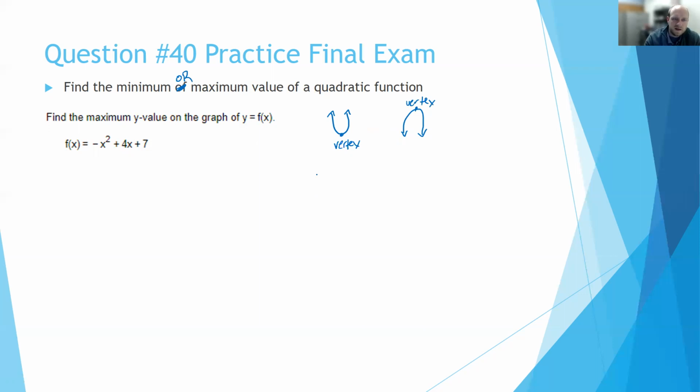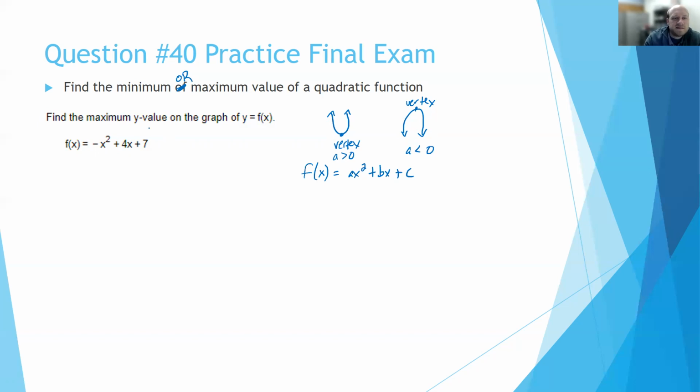And we also learned in a quadratic that this is the general form of a quadratic: f of x equals ax squared plus bx plus c. If the a value is negative, or a is less than 0, then it's going to be this upside down U shape. And if a is positive, then it's going to be this U shape. So what does that mean?